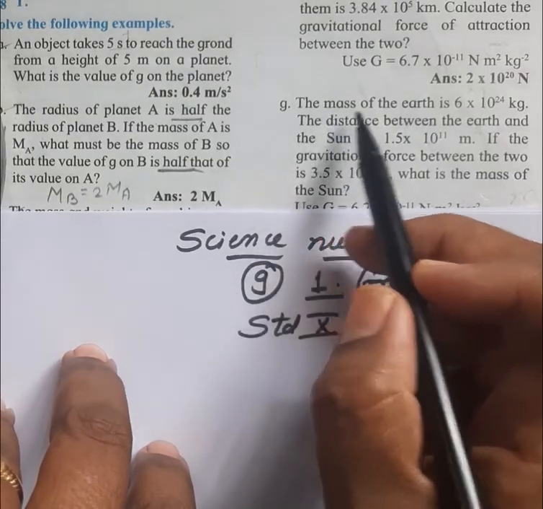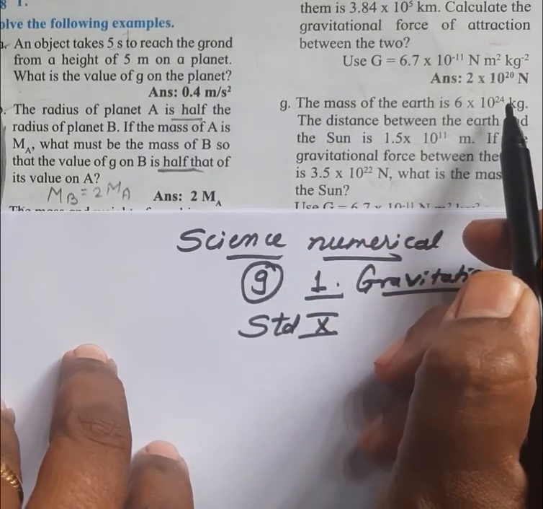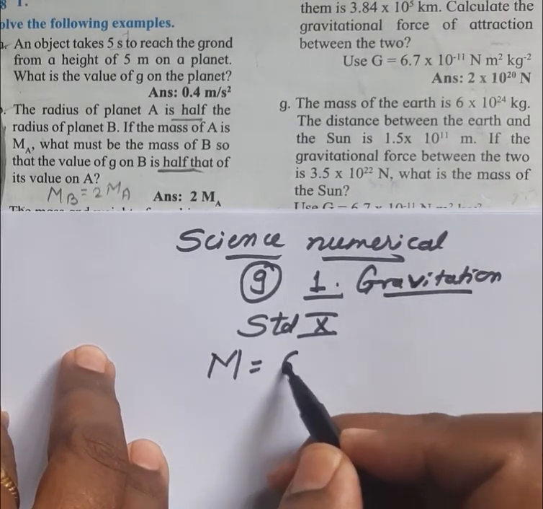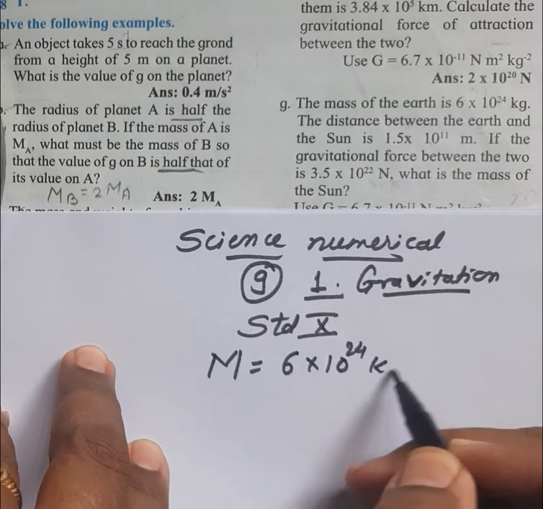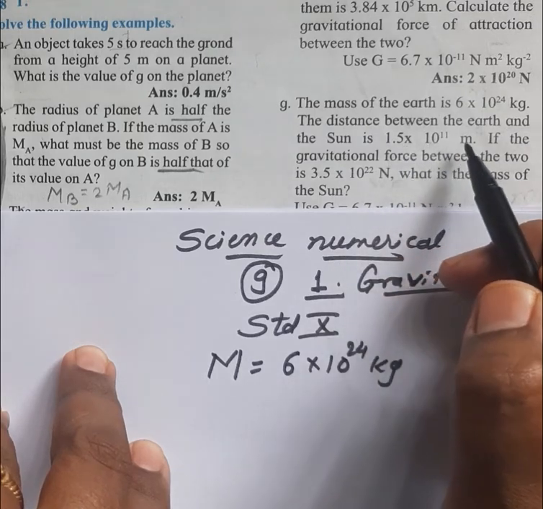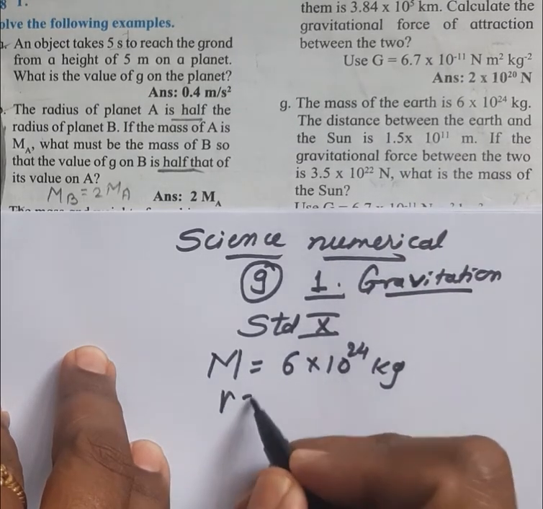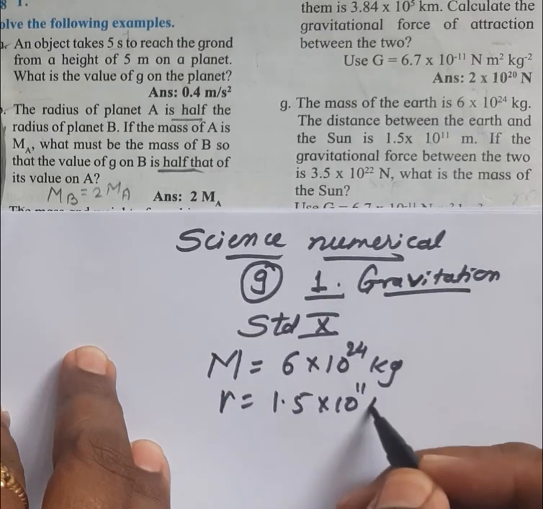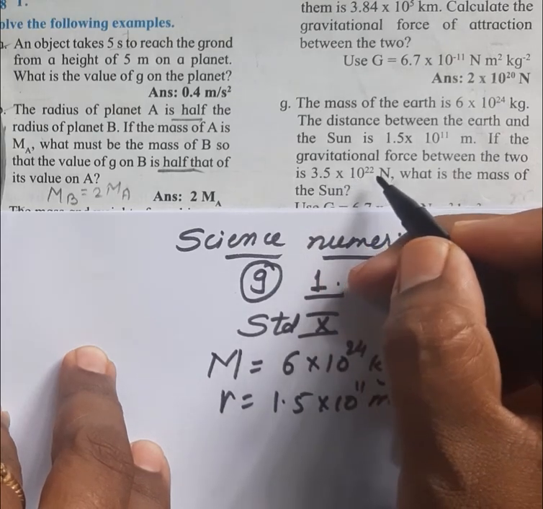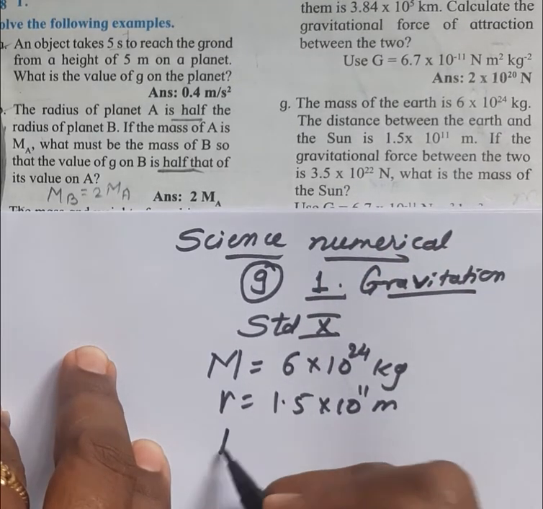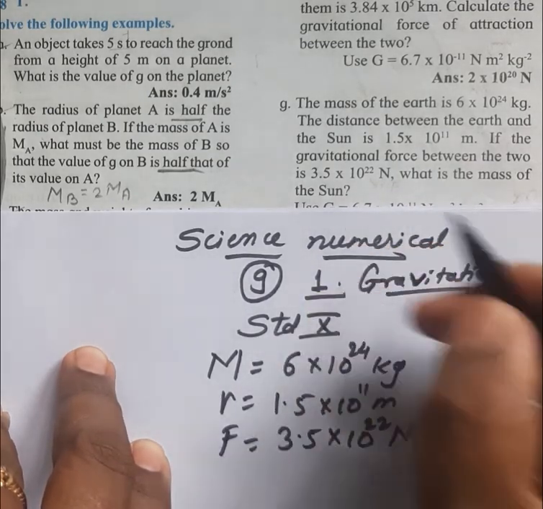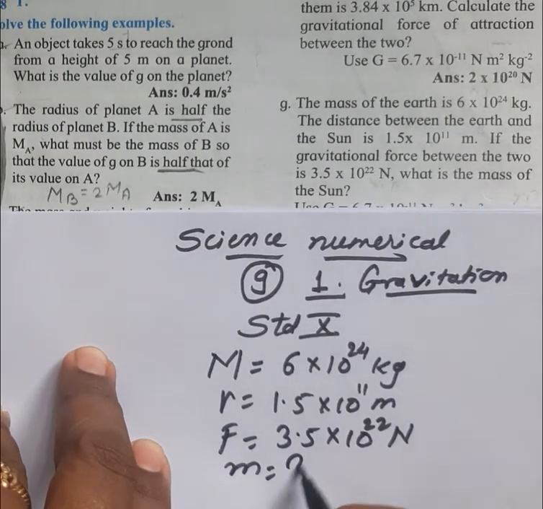First of all, the mass of the Earth is 6 into 10 raised to 24 kg. That is what is given. Capital M is equal to 6 into 10 raised to 24 kg. Next, the distance between the Earth and the Sun is 1.5 into 10 raised to 11 meters. That is R, given as 1.5 into 10 raised to 11 meters. The gravitational force between the two is 3.5 into 10 raised to 22 Newton, that is F is equal to 3.5 into 10 raised to 22 Newton. We have to find the mass, that is small m is equal to question mark.